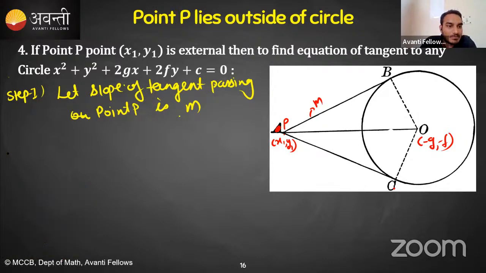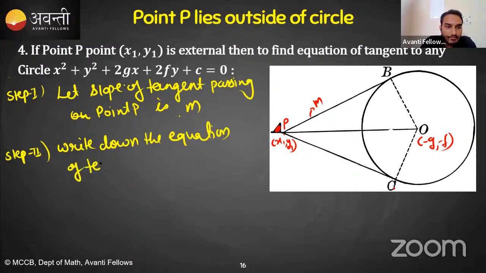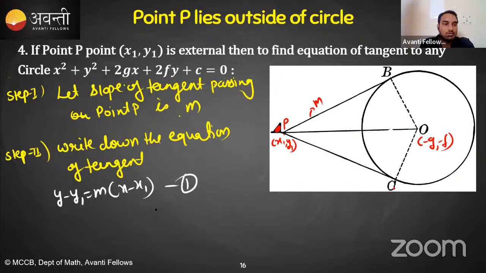Then step 2: we have assumed that the slope of the tangent is m, so now write down the equation of the tangent. It is quite simple. The tangent has slope m and passes through the point x1, y1. So the equation of any line having slope m and passing through the point x1, y1 is y minus y1 is equal to m times x minus x1. Let's call this equation 1.